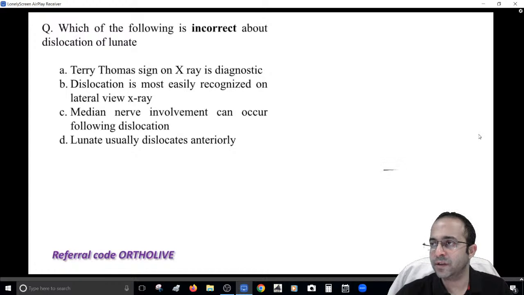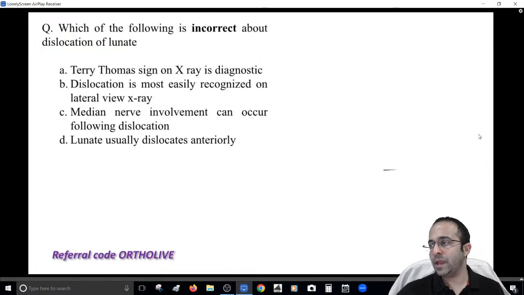So the incorrect statement over here, yes please. Terry Thomas sign in dislocation of lunate is diagnostic. Dislocation is mostly seen on lateral views, the median nerve is involved after the dislocation, and lunate would usually dislocate anteriorly. Which one is incorrect?